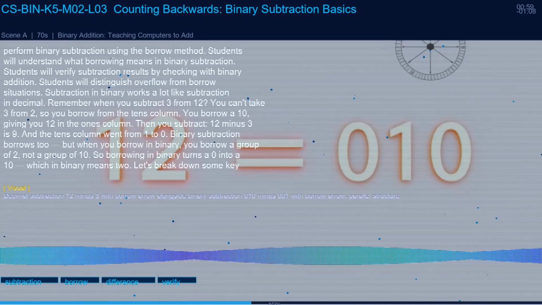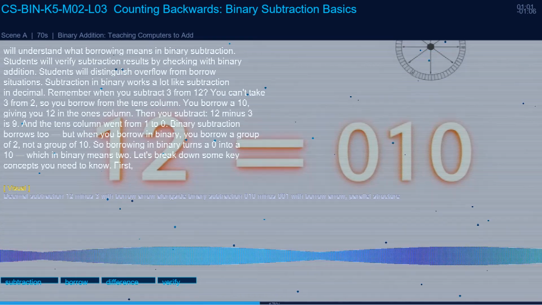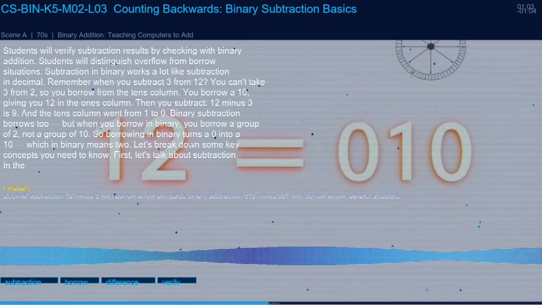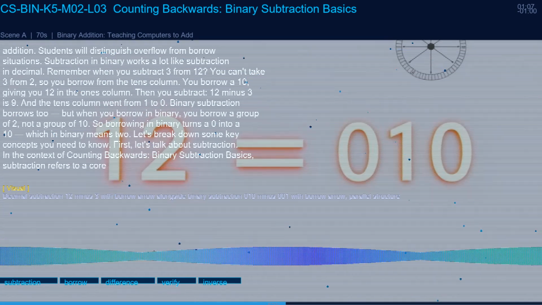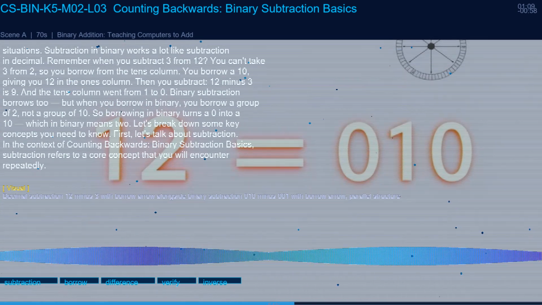Binary subtraction borrows 2, but when you borrow in binary, you borrow a group of 2, not a group of 10. So borrowing in binary turns a 0 into a 10, which in binary means 2.